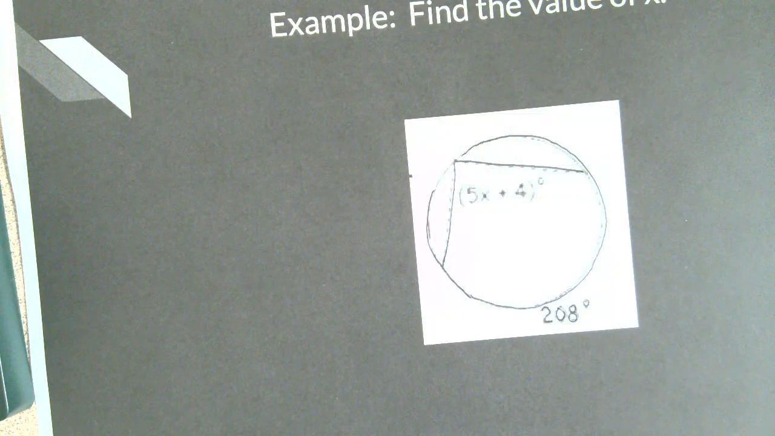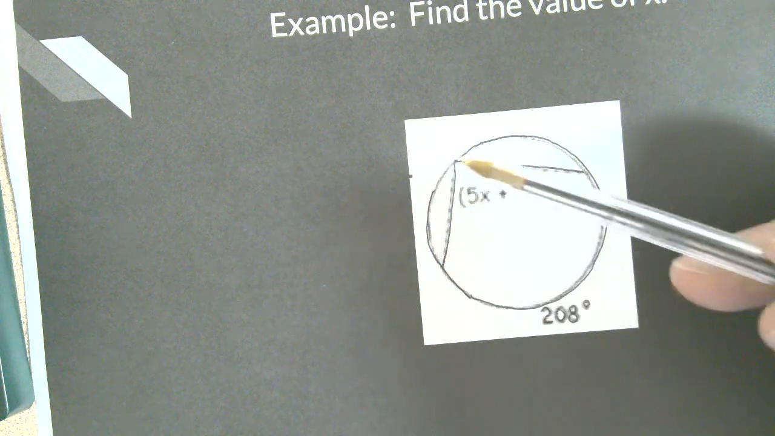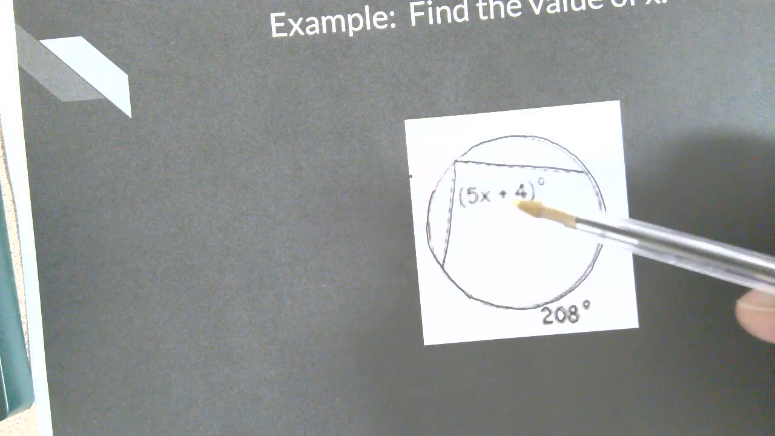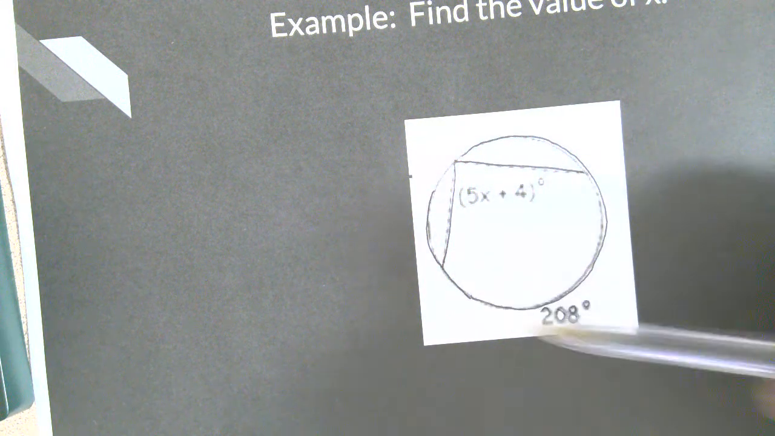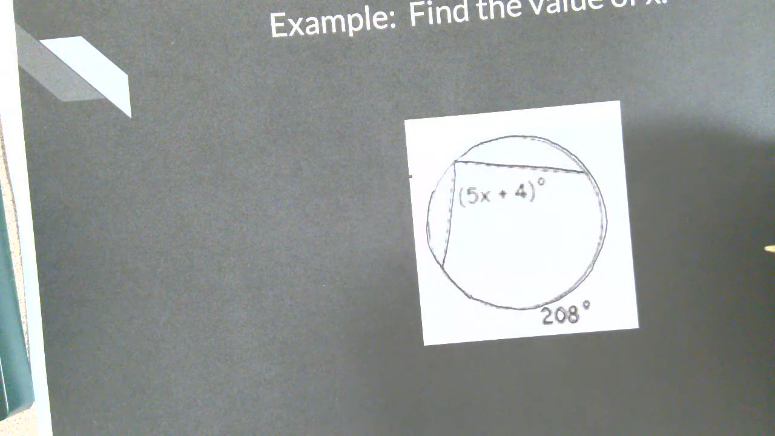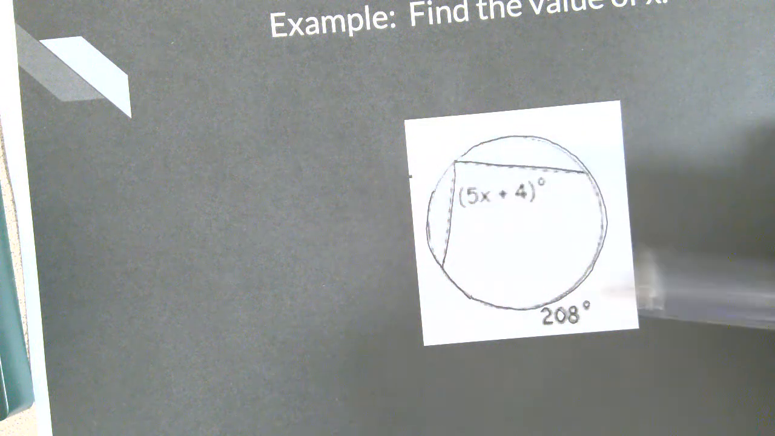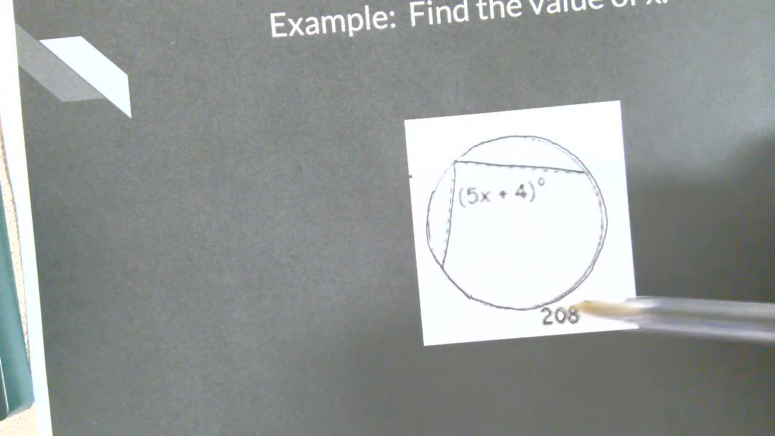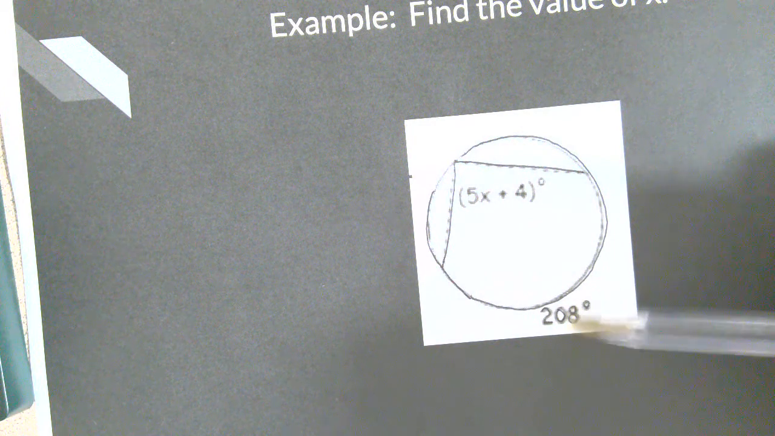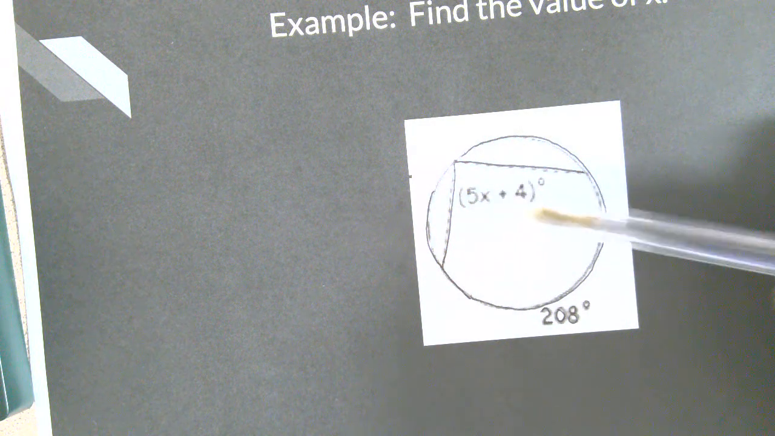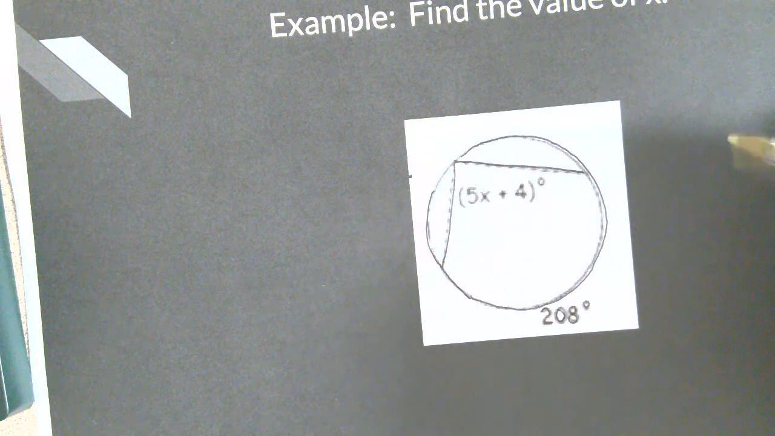All right, the last example that I want to take a look at, on this one, they're asking us to find the value of x. Again, we have an inscribed angle, 5x plus 4. We know that the intercepted arc is 208. So a couple ways you could think of this. First of all, we know that this angle has to be half of this arc. Well, if this arc is 208, that means that this angle has to be equal to 104.